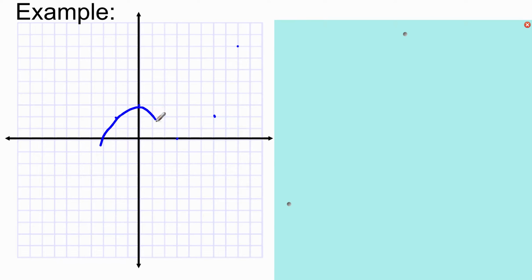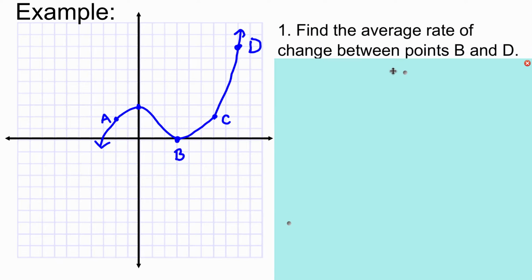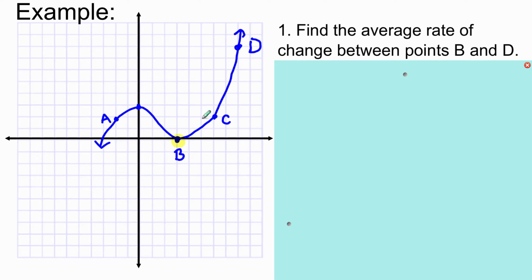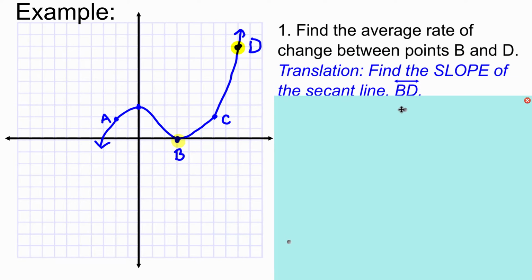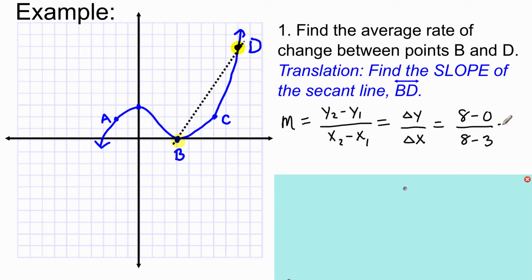Let's look at this example. Here's a curve. Let's label some of these points. Suppose we want to find the average rate of change between points B and D. Translation? You're just being asked to find the slope. Well, that's some easy Algebra 1 business right there. Simply calculate the change in y divided by the change in x. You remember hearing this as rise over run. We're going to be calling that delta y over delta x. The rate of change here is 8/5, or 8 over 5.